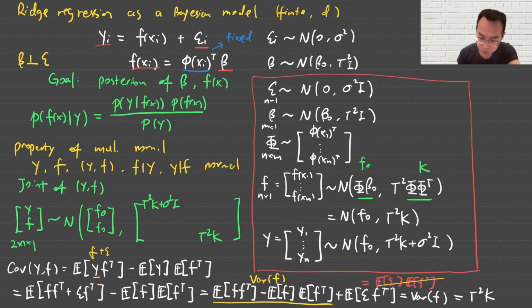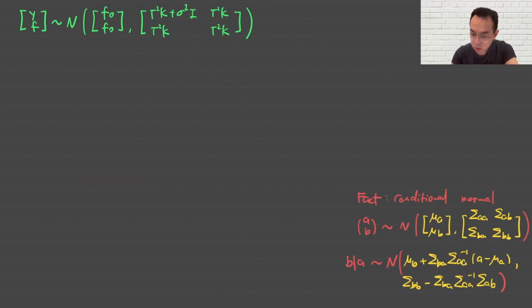Okay, so now we can fill in the matrix. We'll have tau squared times K for the off diagonal blocks of our covariance matrix. So this is the expression of the joint distribution, which is a multivariate normal, right? Then we can directly apply the property of the Gaussian distribution to write down the conditional distribution. For the multivariate normal distribution, we have this property about the conditional distribution being normal. So suppose that we have two vectors A and B that are distributed in this way.